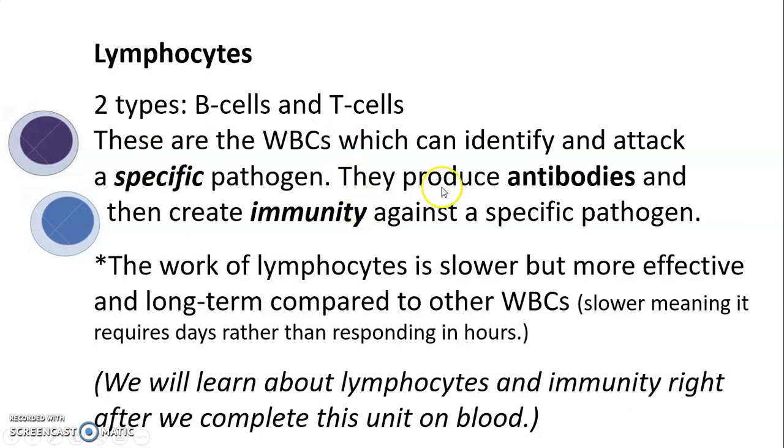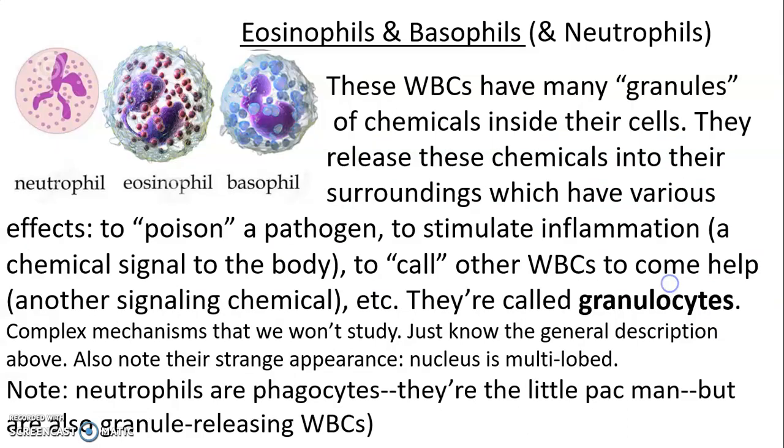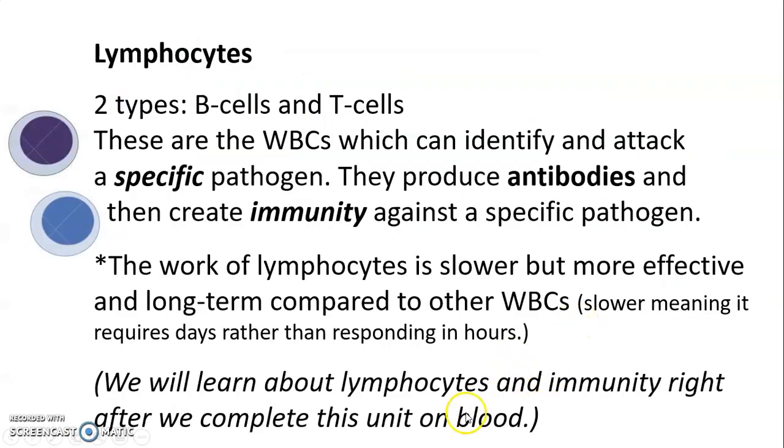So they're what produce what's so famous and also talked about a lot these days, antibodies, and what can help us create immunity against a specific disease. This is a slower, longer job, but it's extremely effective and it's long term. So lymphocytes are important in a different way. We're going to focus on these after we finish the unit on blood so that we can learn what immunity is and what antibodies are. Okay.